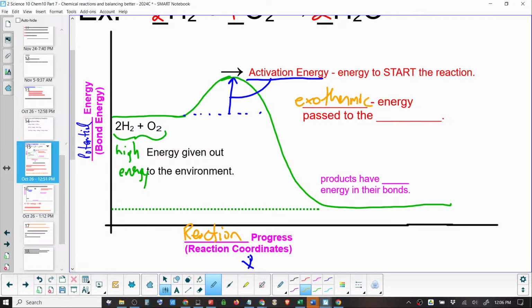Exothermic. Now, this is the energy that went in. Once again, where is the chemical energy in molecules? Where is that potential energy located?